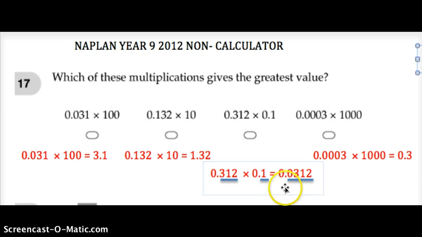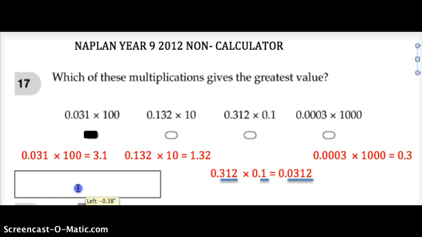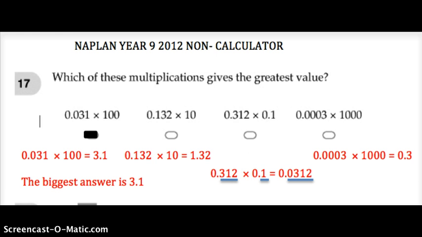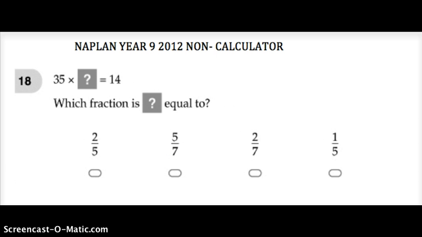So therefore, the question is, which is the biggest answer? And if we look at all our answers there, it looks to me like 3.1 is the biggest answer. So that would be this first one. Because 3.1 is the biggest number, it's the answer to 0.031 times 100. This is NAPLAN Year 9 2012 non-calculator.